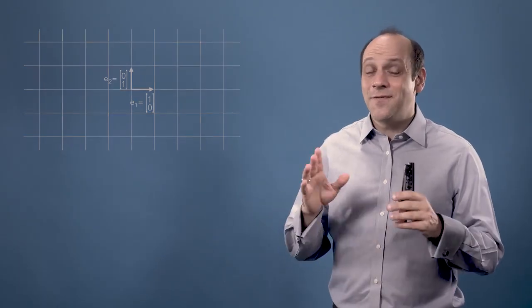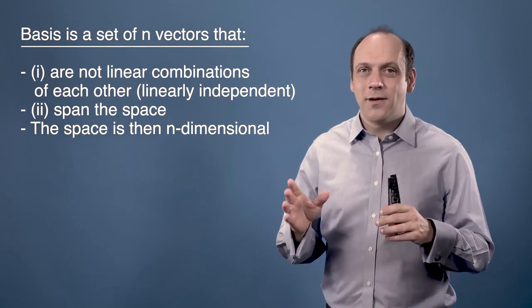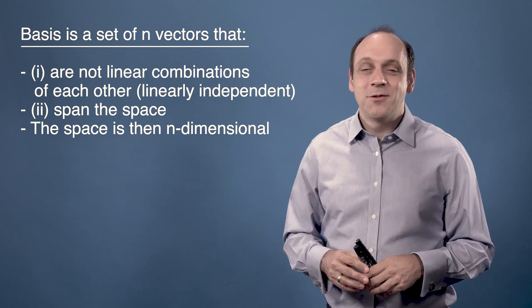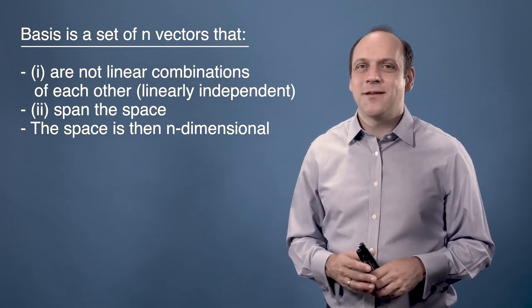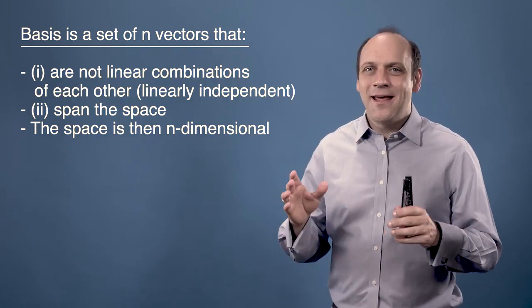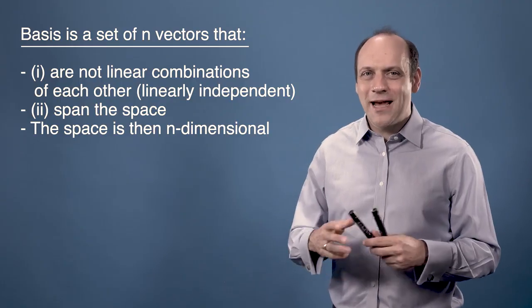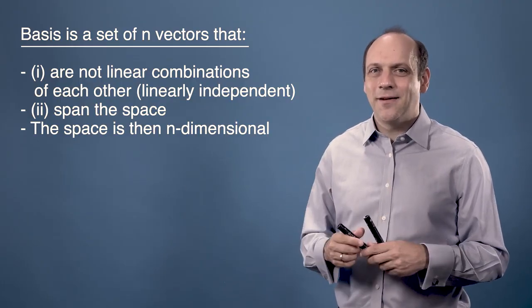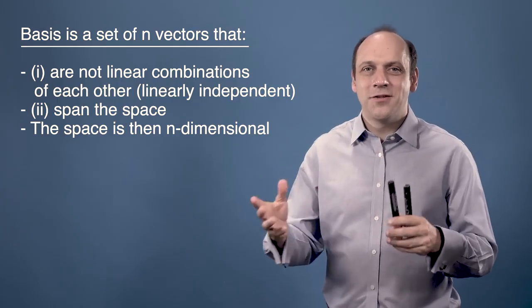So first, let's define what we mean by a basis. A basis is a set of n vectors that are not linear combinations of each other, which means they're linearly independent of each other, and that span the space they describe. The space is then n-dimensional. This first criteria I can write down by saying that they're linearly independent if I can't write any of them down by taking some combination of the others.